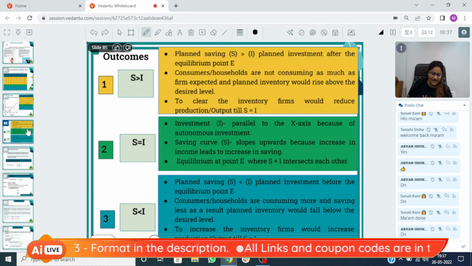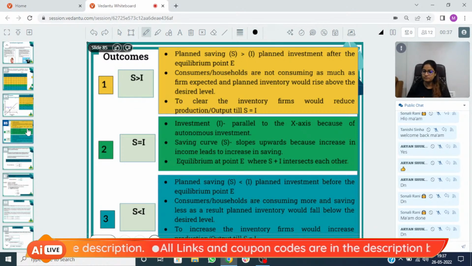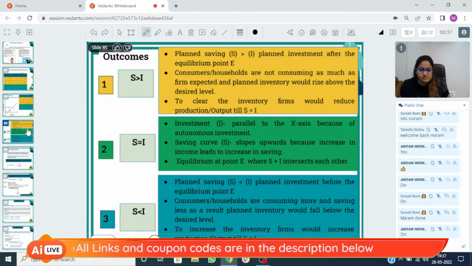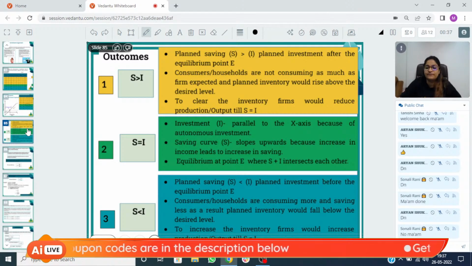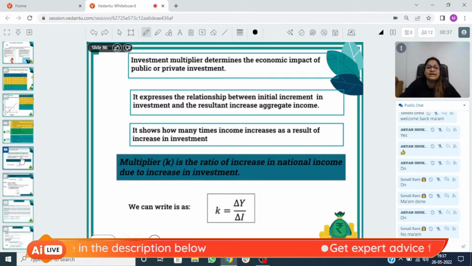Is it clear? Any doubts still, students? Tell me. Done. Shall we move forward to the concept of multiplier?